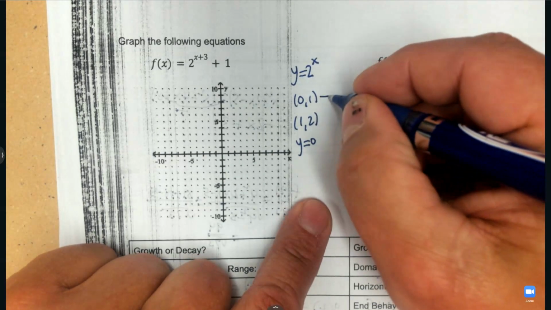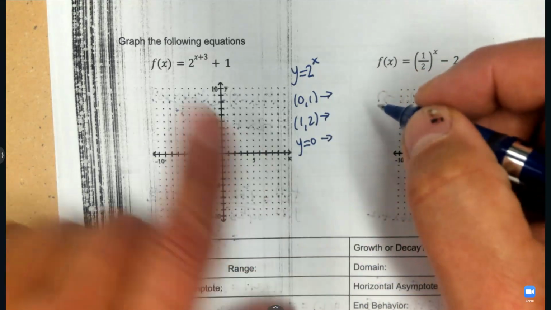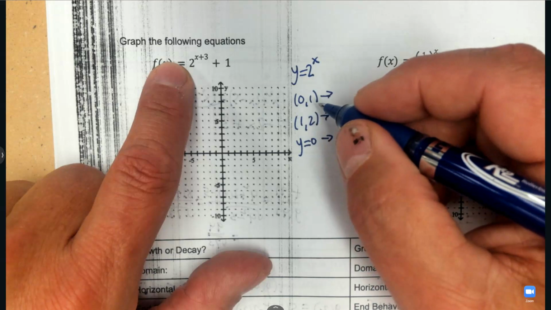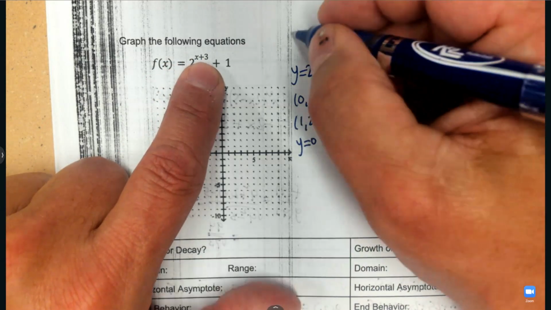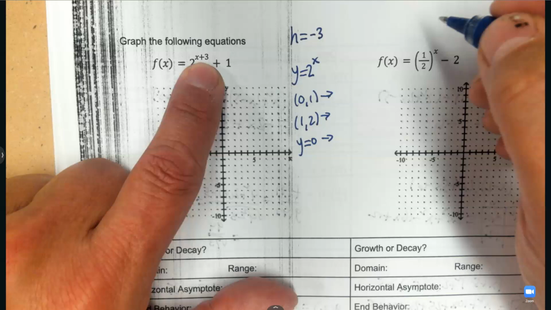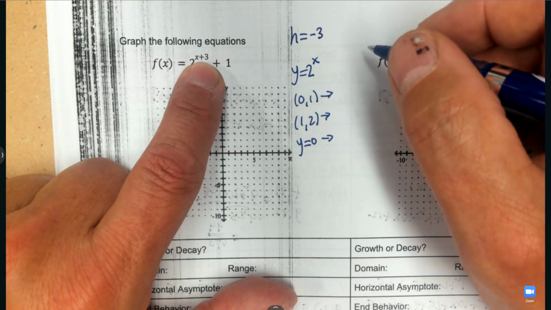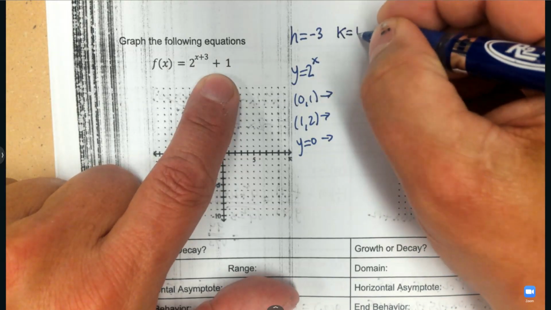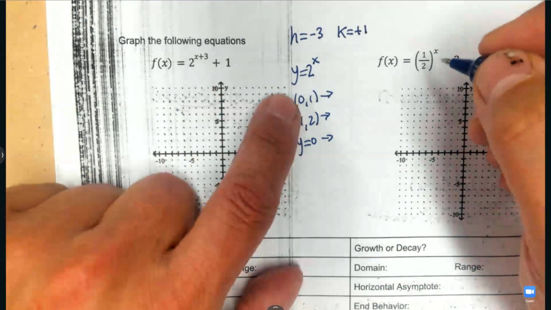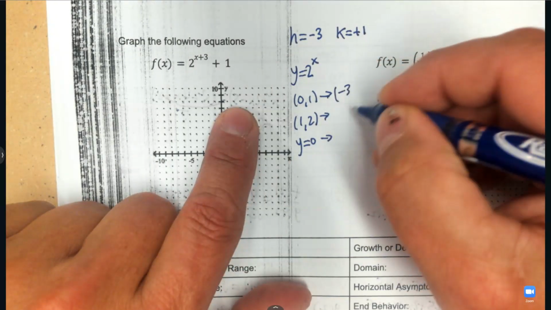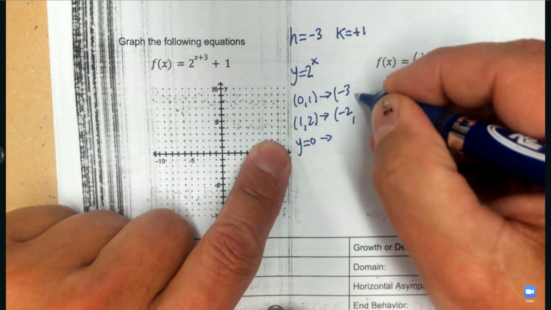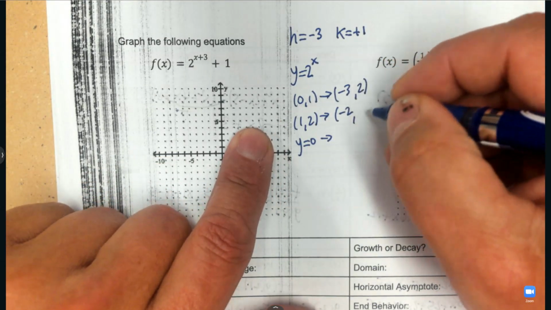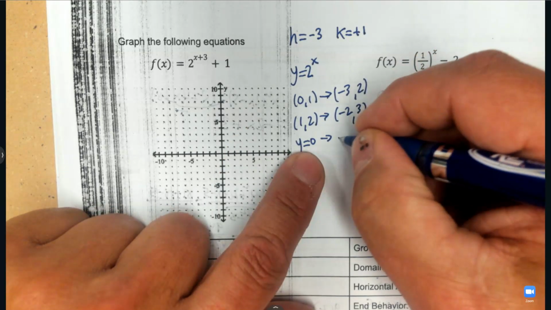Then I'm going to change these. And so if there is a number in front multiplying, it would change. There isn't. In the exponent, that's the inverse operation. So I'm going to subtract 3 to all the x's. After the exponential, that's k, that tells me to add 1 to all the y's. So I'm going to subtract 3 to the x's. And then I'm going to add 1 to all the y values. So 1 plus 1, 2 plus 1, and 0 plus 1.